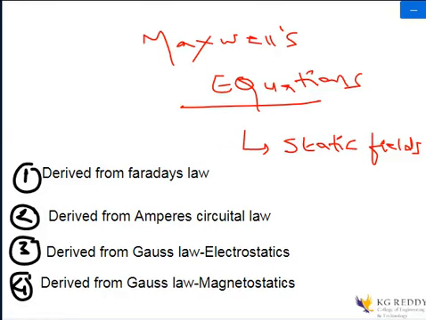Welcome to the EMF class, electromagnetic fields. Today we are going to discuss Maxwell's equations. We will have two types of Maxwell's equations. One is for the static fields, and one is for the time varying fields.